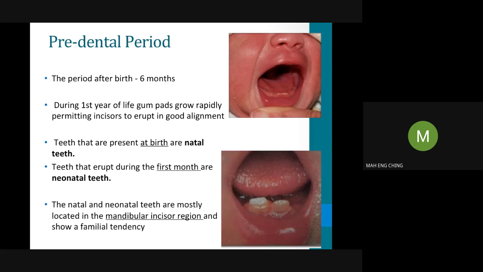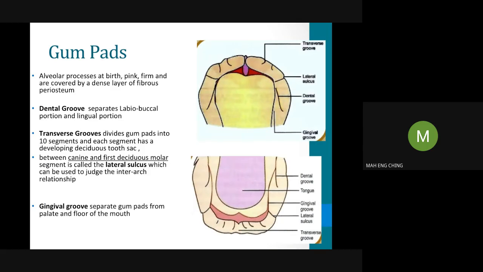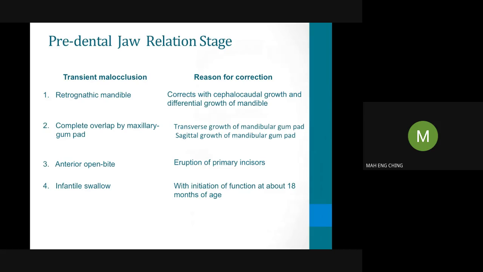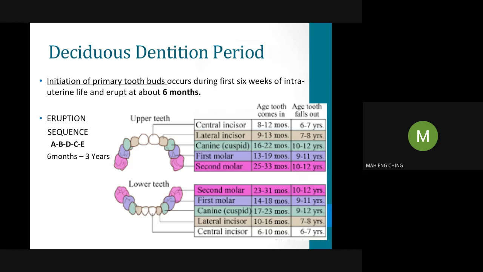Then you have to know what natal and neonatal teeth are. These will appear when the baby is born. Then slowly we come to the primary dentition. You have to remember the eruption sequence is A, B, D, C, E, not A, B, C, D, E. So always A, B, then D will come out first, before the C. For the primary dentition, upper and lower are the same: A, B, D, C, E. Remember, not A, B, C, D, E.